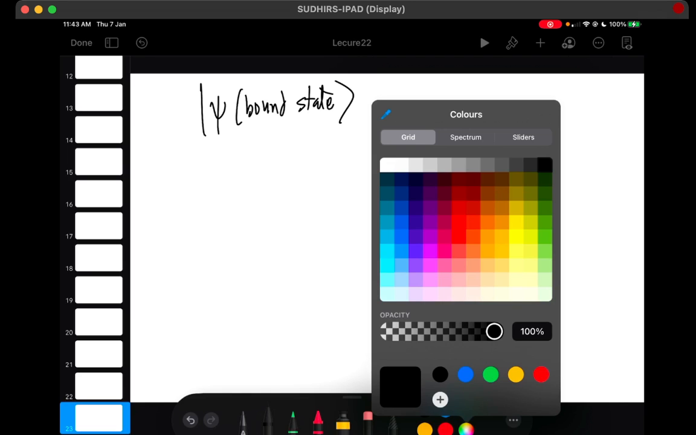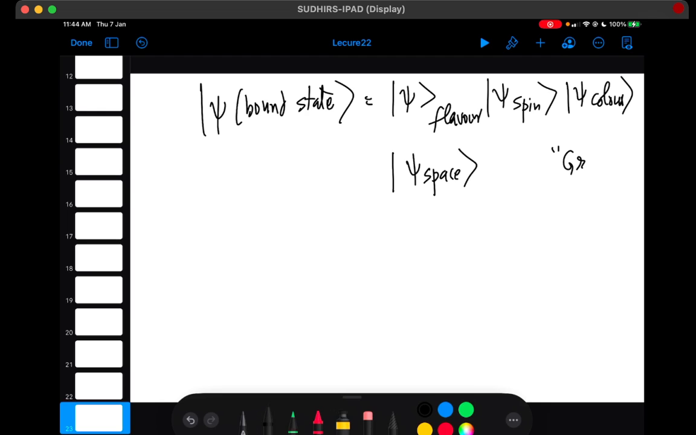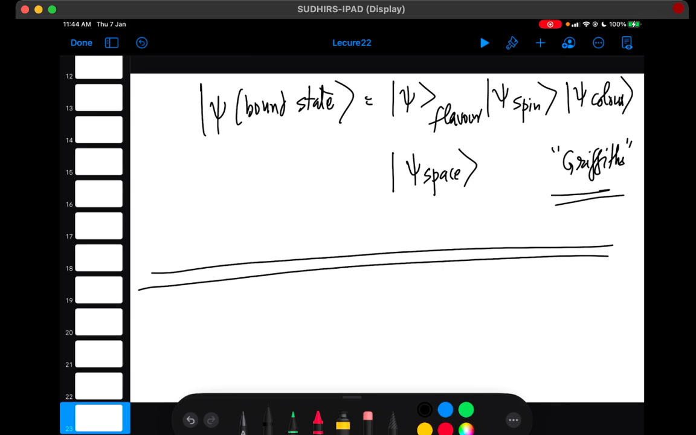and what Griffiths calls space, essentially whether it has even parity or odd parity. So these are essentially the main quantum numbers of the bound states of quarks, which we have seen. We have seen the flavor quantum number. We have seen the spin. Spin is already known. So now we have introduced something called the color quantum number.